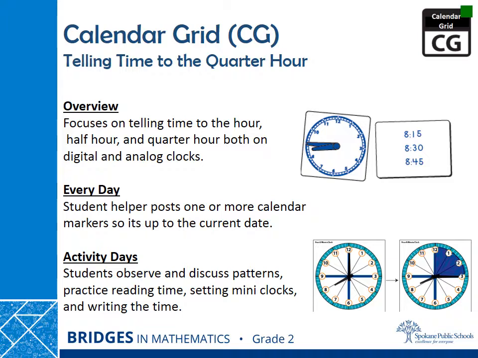On activity days, students will help to fill in the Calendar Grid observation chart by generating the type of clock shown, the time it's showing, and the elapsed time since the last calendar marker. They will also practice setting analog clocks and reading and writing the time.